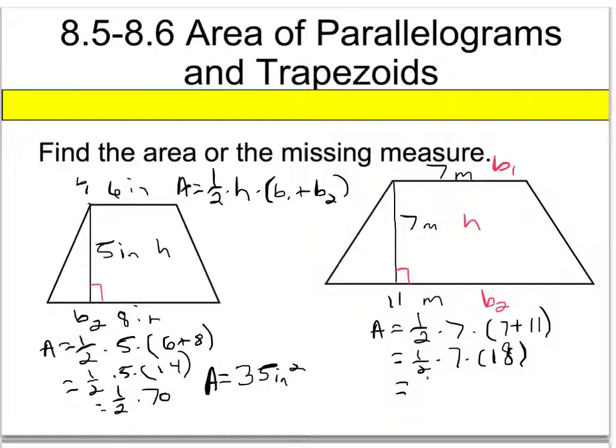You got it, half times 126. So now that we got 126, we need to take half of what 126 is. When you take half of what 126 is, you are going to get an area of 63. What's your units? Meters squared. Okay, meters squared. Again, units squared for area, singular units for height and base. And base 1, base 2, diagonal 1, diagonal 2. Those are all singular units.